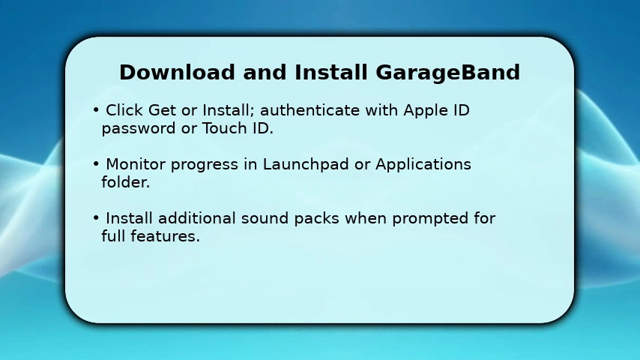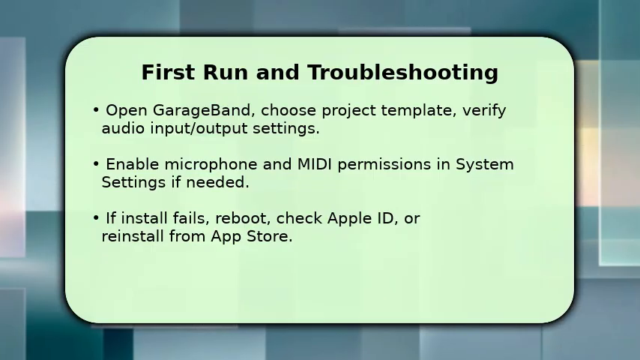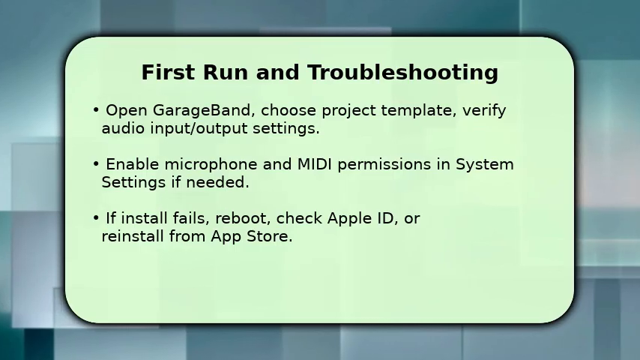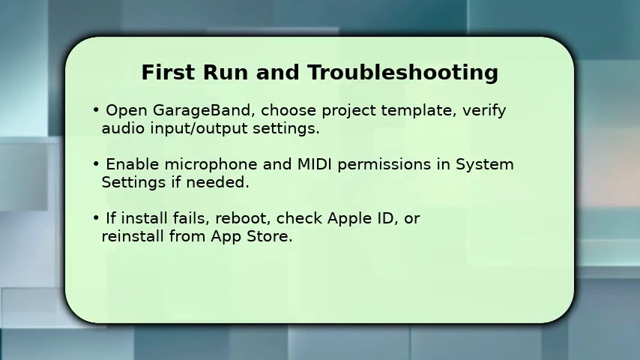You open GarageBand and pick a project template to test audio immediately. Then go to GarageBand Preferences to verify input and output devices and sample rate so recordings aren't distorted. If GarageBand asks for microphone or MIDI access, grant permissions in System Settings.